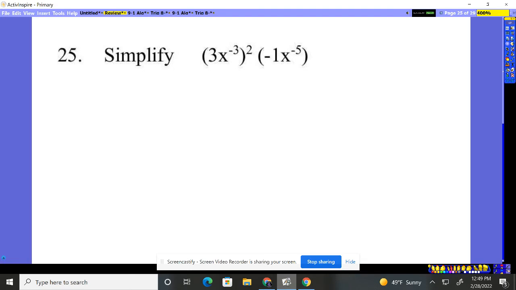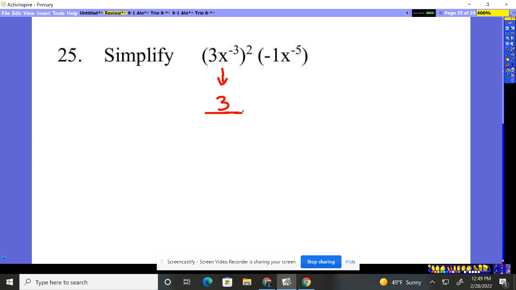25. Now, this is probably the hardest problem. We have 3x to the negative 3 squared times a negative 1x to the negative 5. Now, what does the negative tell us? It tells us, hey, it belongs in the bottom. So I've got to clean this up first. So we're going to clean this up.